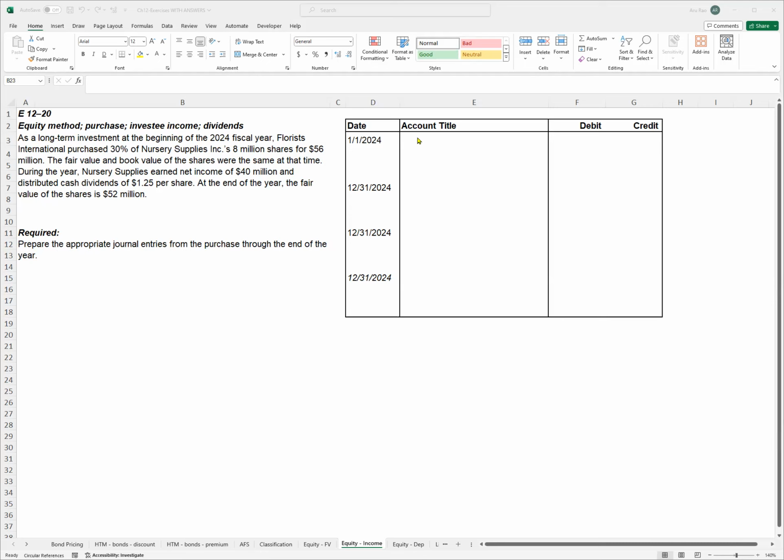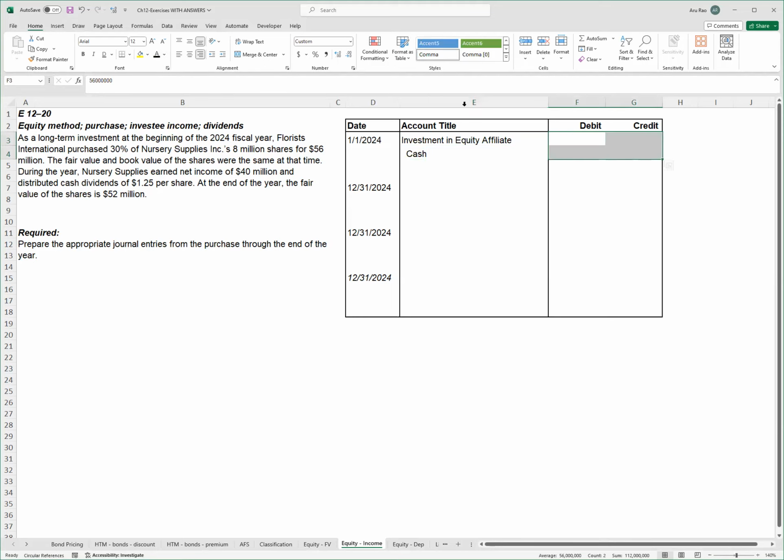So with that said, let's start out by saying what our journal entry is going to look like. It starts out with investment in equity affiliate. You could say investment in Nursery Supplies Inc. or investment in equity affiliate. When we see the word equity affiliate, it means I have significant influence, between 20 and 50% of the stocks of the company. I paid cash for that. And the cash I parted with is $56 million. What did I get for that? I purchased 30% of the 8 million shares that are outstanding. So 30% of 8 million shares is what I have purchased.